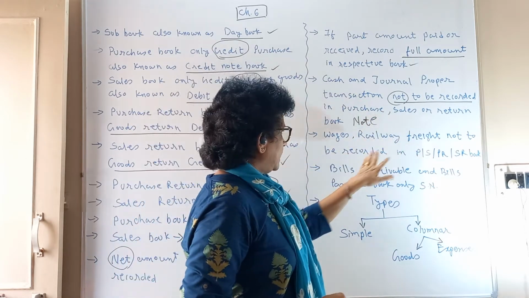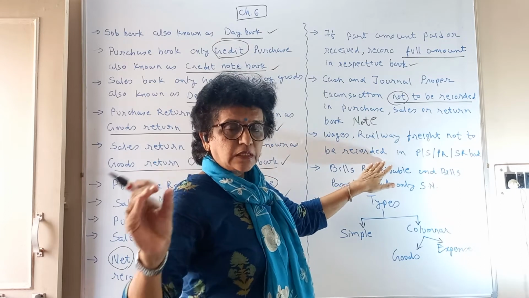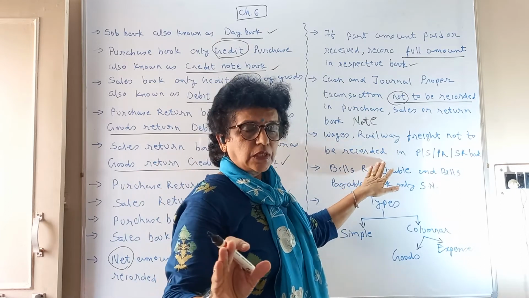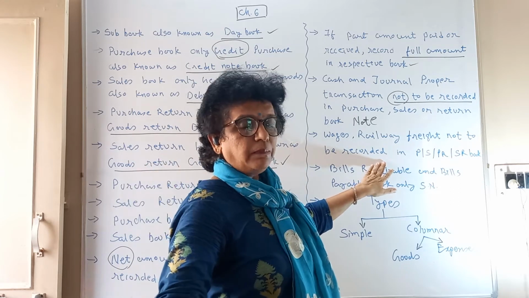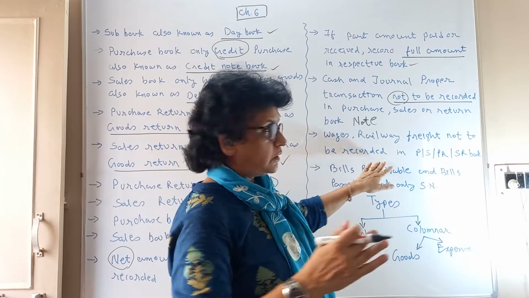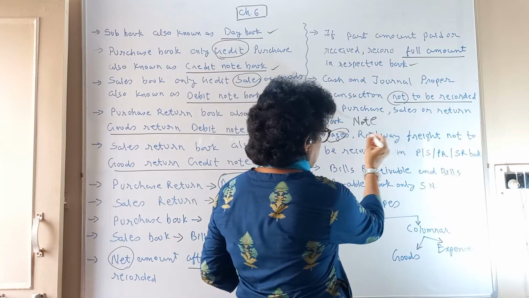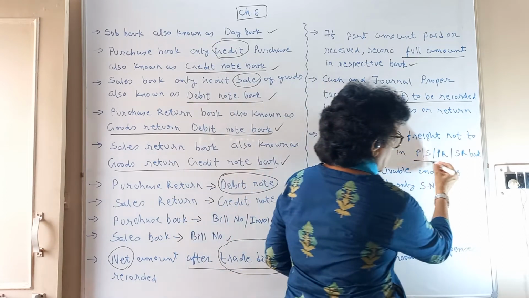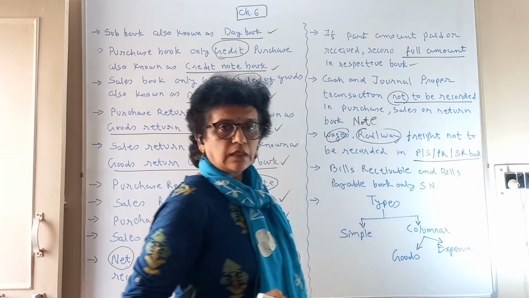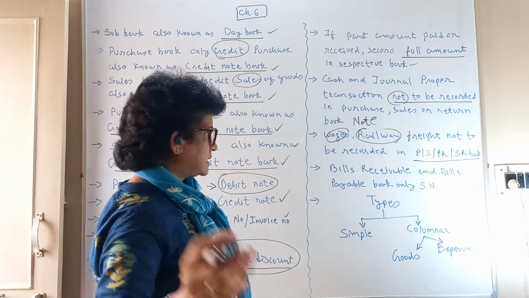Wages, railway freight and any other small expenses mentioned in a transaction are not to be included in these books, but we will record them in the cash book, because normally these expenses are cash expenses. So they are not to be recorded in the purchase, sales, purchase return or sales return book. You have to take them aside.